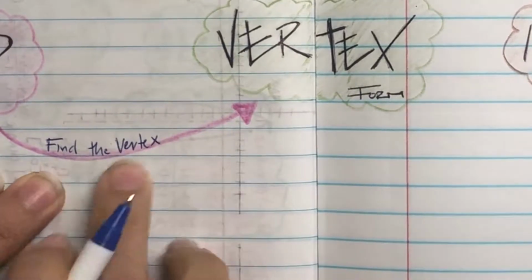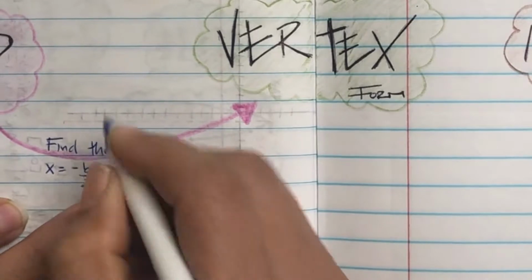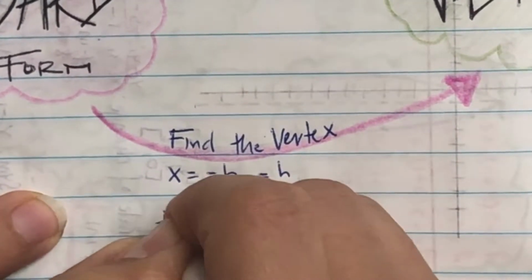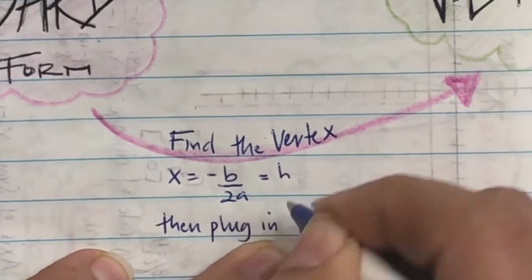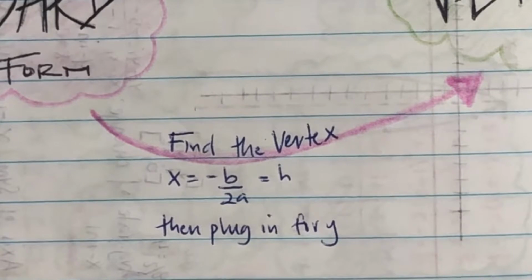And how do you find the vertex? You have to memorize this formula, but it's x equals negative b over 2a, and that's going to give you your h. Once you find your x value, plug it into your original equation to find your y value, which is going to give you k. So plug it in.